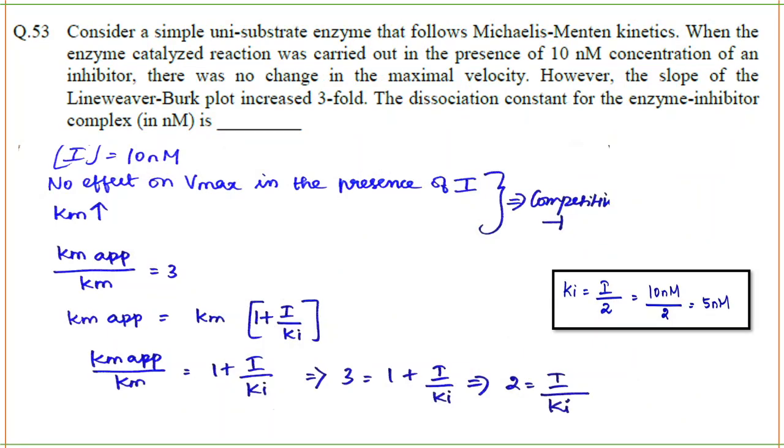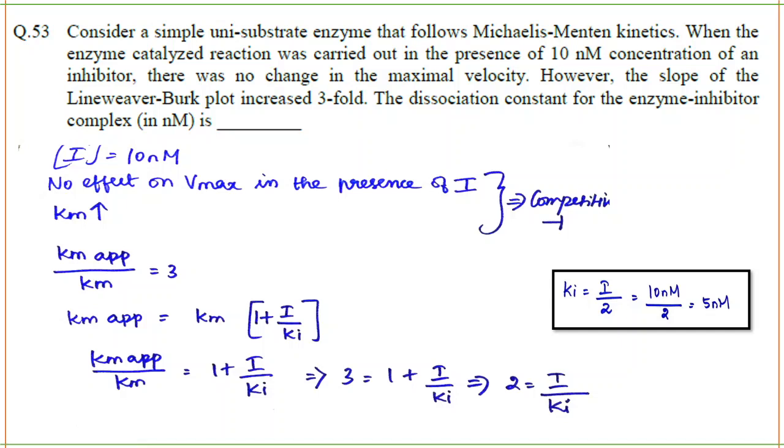Next question. Consider a simple unisubstrate enzyme that follows the MM equation. When the enzyme catalyzed reaction was carried out in the presence of 10 nanomolar concentration of an inhibitor, so the inhibitor concentration is 10 nanomolar, there was no change in the Vmax. However, the slope of the Lineweaver-Burk plot increased 3 folds.